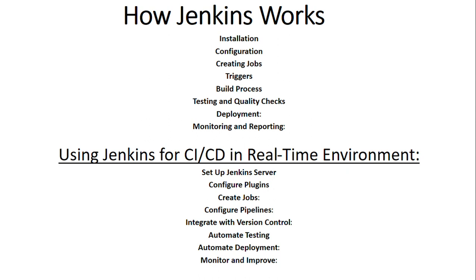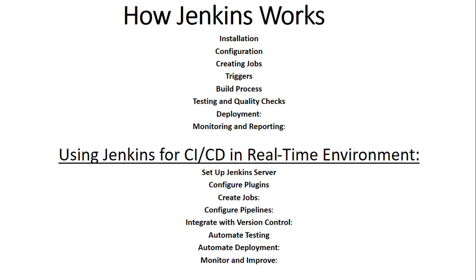Then the fifth is the build process. When a job is triggered, Jenkins executes a series of predefined steps or commands as part of the build process. These steps typically include tasks such as fetching source code from the repository, compiling code, running tests, and packaging the artifacts. Then the next is testing and quality check. Jenkins can integrate with various testing frameworks and tools to perform automated testing. As part of the build process, it can also run static code analysis tools to ensure code quality.